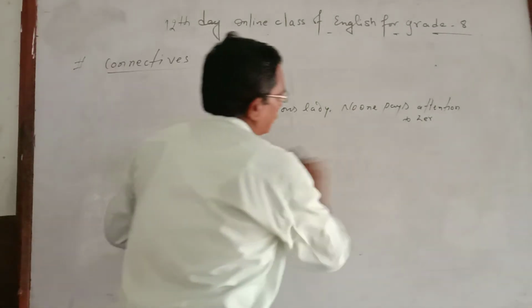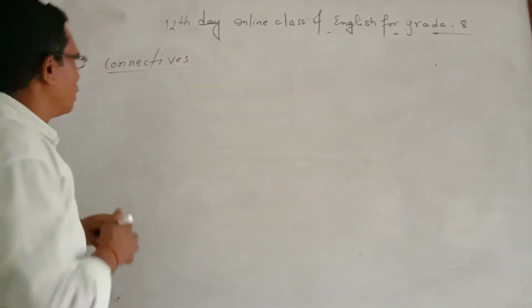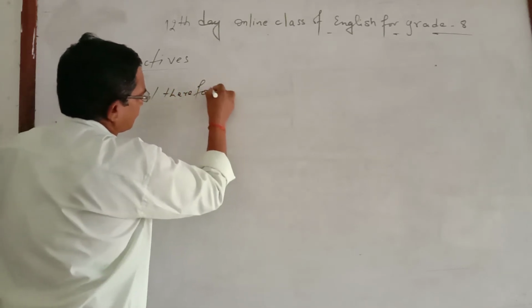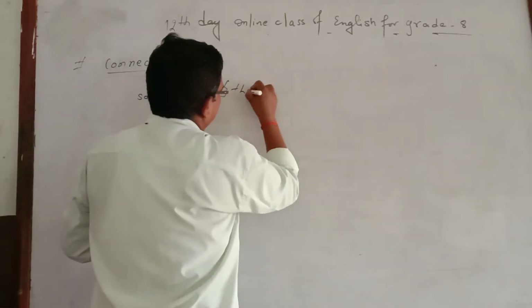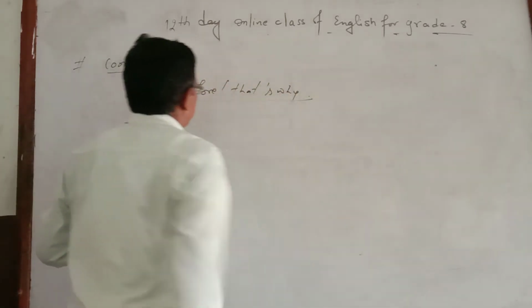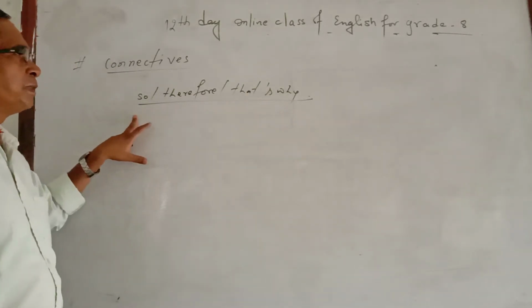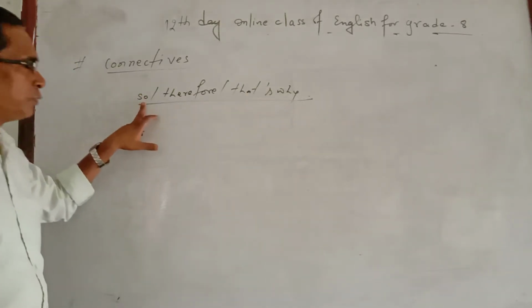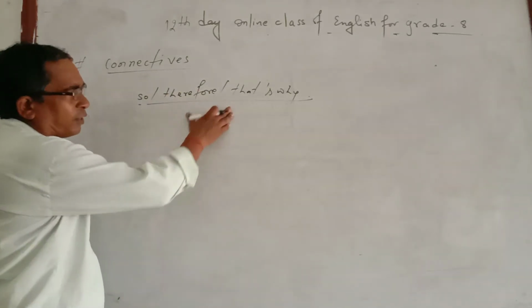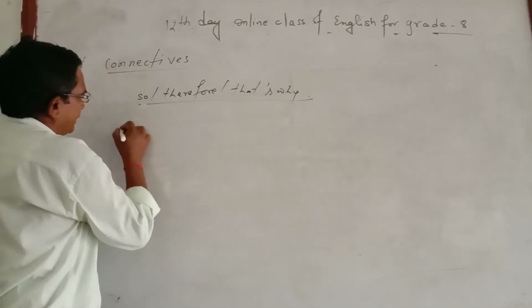Now let me tell you something more about synthesis connectives, that is so, therefore, that's why. These 3 connectives have the same meaning, that we say karan, cause. To use so, therefore, that's why, you will get again 2 sentences.